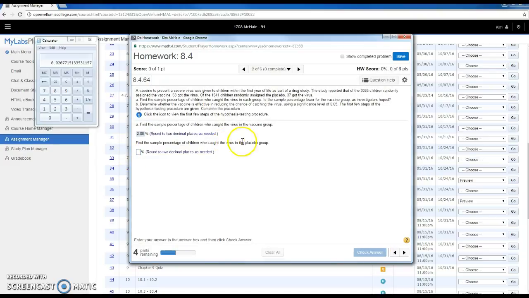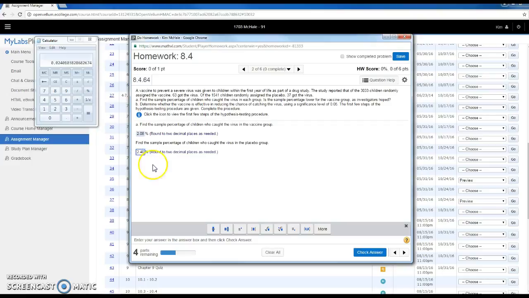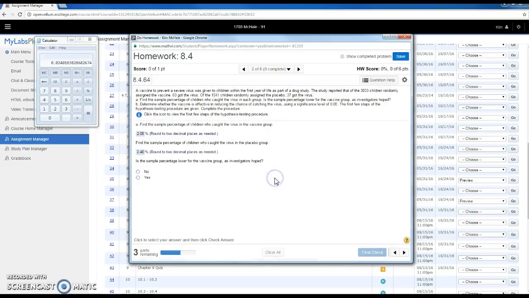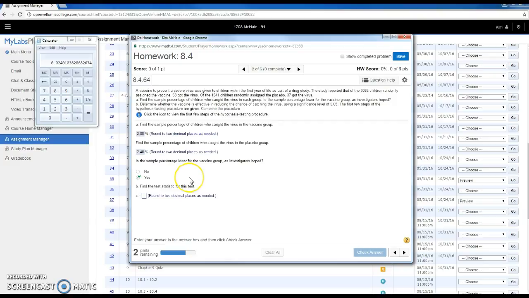Find the sample percentage who caught it in the placebo group, so that would be 37 out of 1,541. So that is 2.40%. Oh, and we know 2.40 is greater than 2.08, but we want to know if those differ statistically from each other. So the sample percentage certainly is lower in the vaccine group. And we're going to test it. So we're testing whether the percentage in the vaccine group is lower.